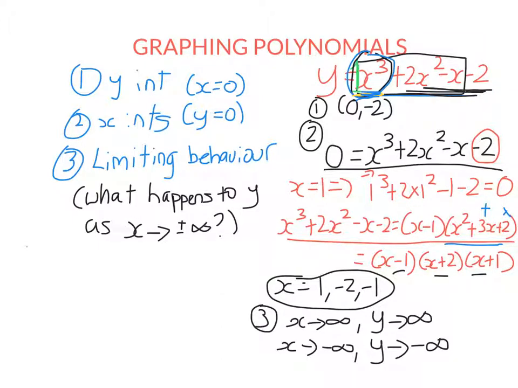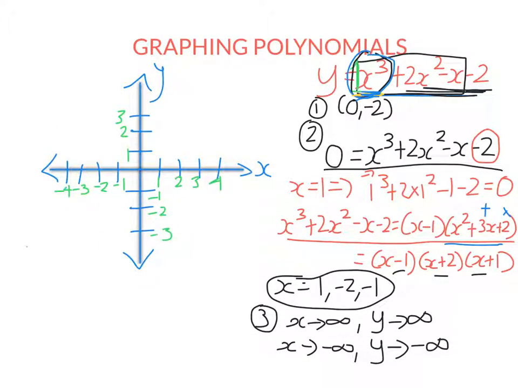So now we've got all the information we need. Let's turn it into a graph. Okay, so we've set up our axes like this. So let's start with the y-intercept at (0, -2). Let's mark that. So then we mark the x-intercepts at 1, -1, and -2. So it's going to go through these.